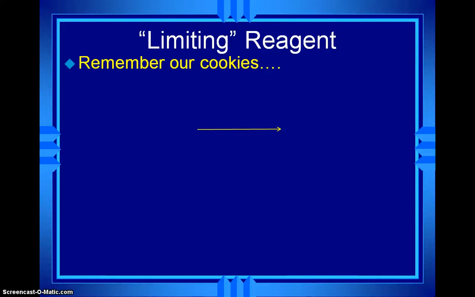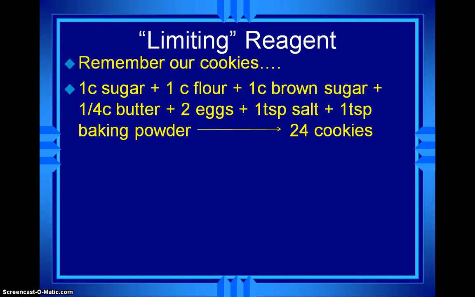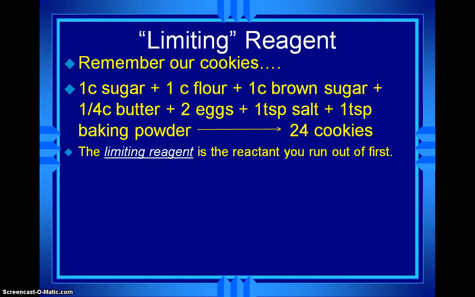In this video, we're going to learn about limiting and excess reagents, as well as how to calculate them. Okay, so if we go back to our cookie examples, we think of a recipe: 1 cup of flour, 1 cup of sugar, a cup of brown sugar. All the ingredients are the reactants. We'll make, like, 2 dozen cookies. So the limiting reagent is going to be the reactant you run out of first, right? So whatever you have the least amount of is going to run out first.